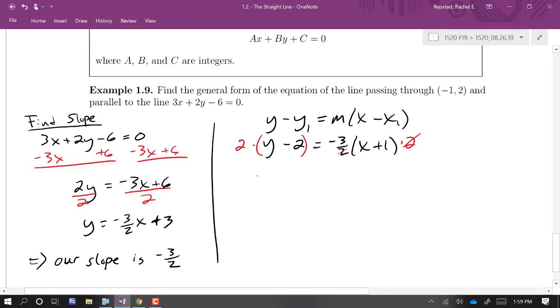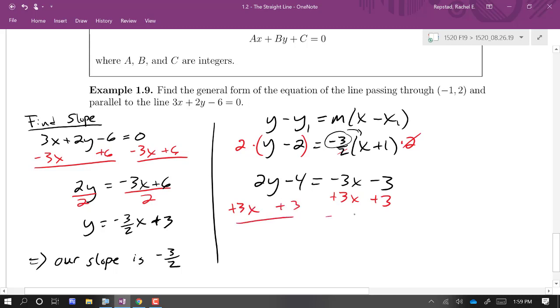I can gather everything on one side. So 2y minus 4. And then I'm going to distribute the negative 3. So minus 3x minus 3. I'll add 3x and 3 to both sides. And I get 3x plus 2y minus 1 equals 0.